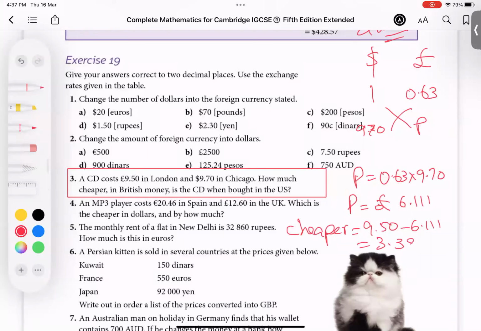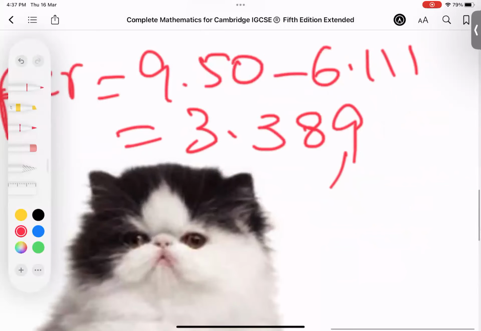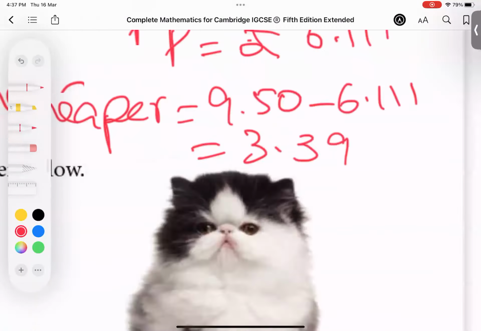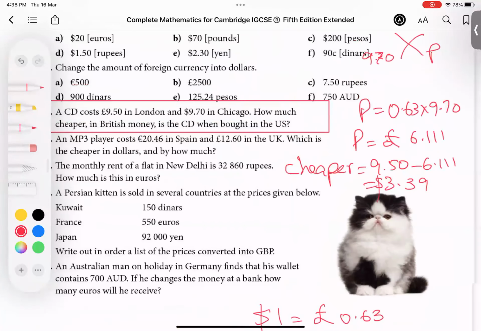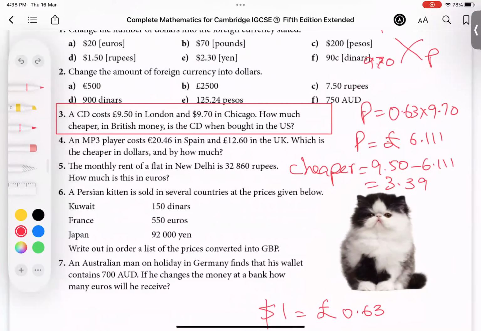3.389. You leave it as it is, or you make it 3SF. So 3SF means this will add one digit here, so it becomes 3.39. I hope the concept is very clear, and it is in pounds. You got the point clear.